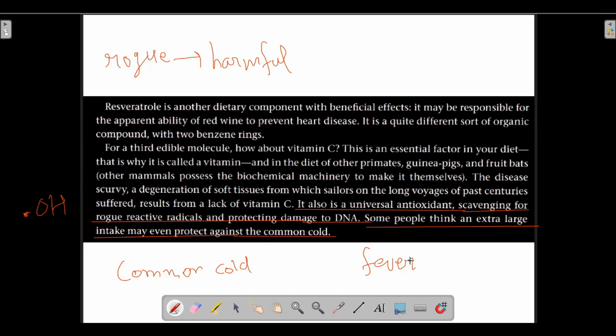So some people think that an extra intake of vitamin C can help protect us against the common cold, if we take it in an extra large amount, meaning somewhat larger than required. So it may help fight against the common cold. That's what some people say.